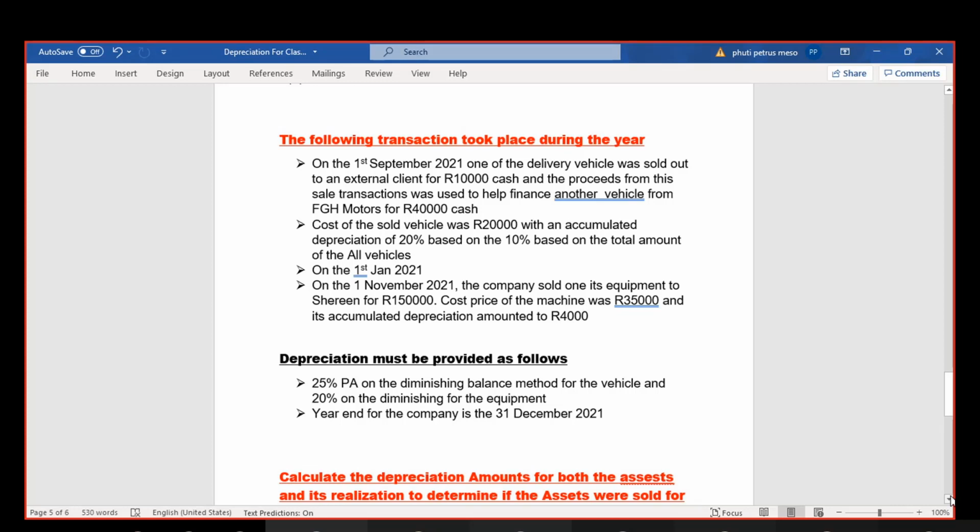the 10% on the total amount of all vehicles.